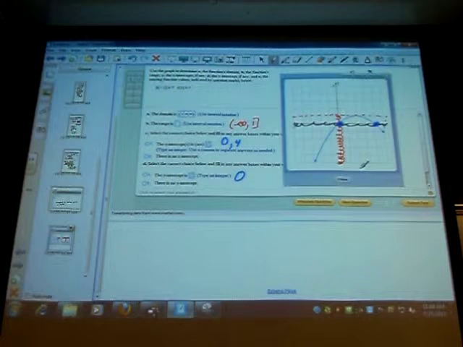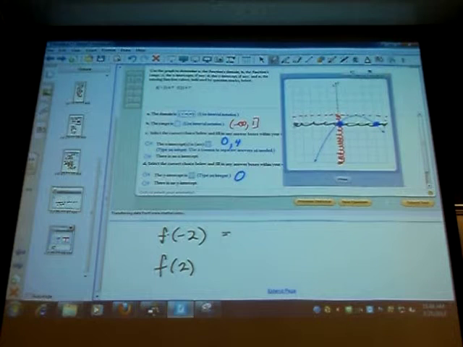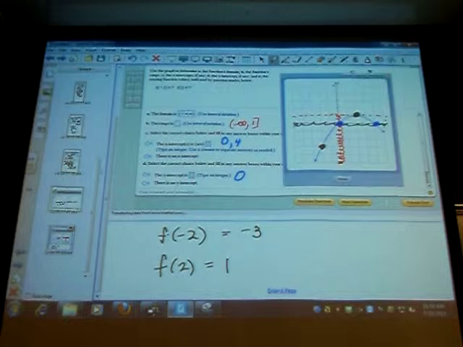Then the last two questions are going to ask me for f of -2 and f of +2. F of -2 would be this point down here. And f of +2 would be this point up here. So I need to look at the y values of those 2 points. F of -2, my y value is -3. And f of +2, my y value is 1.